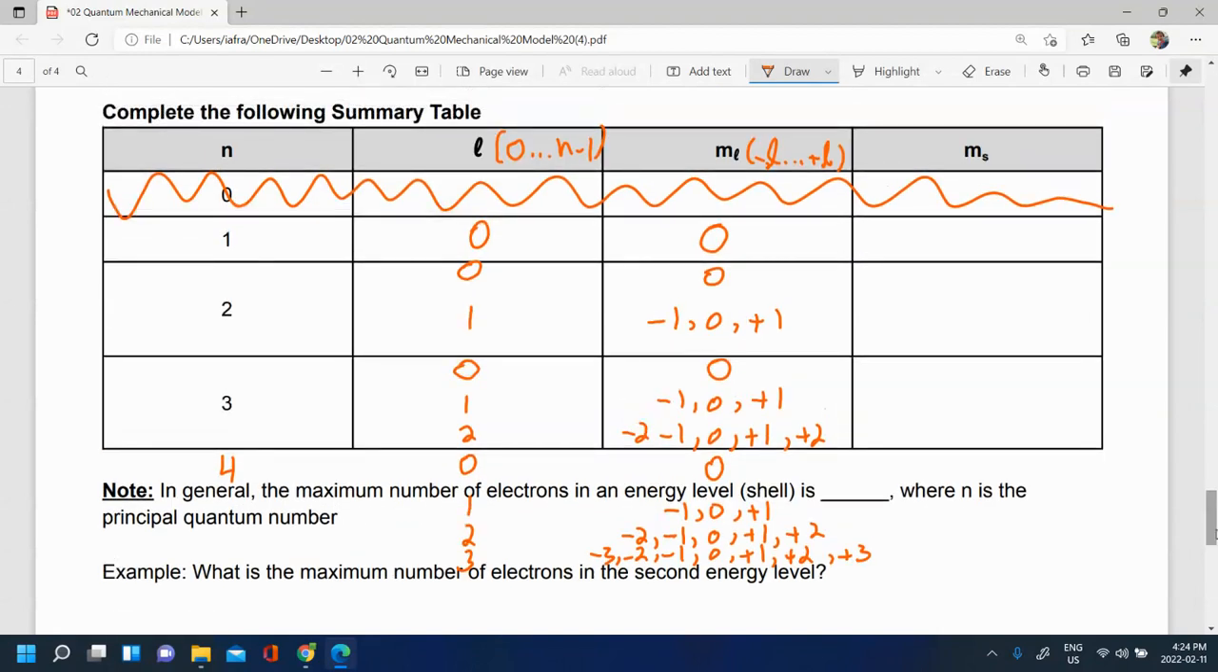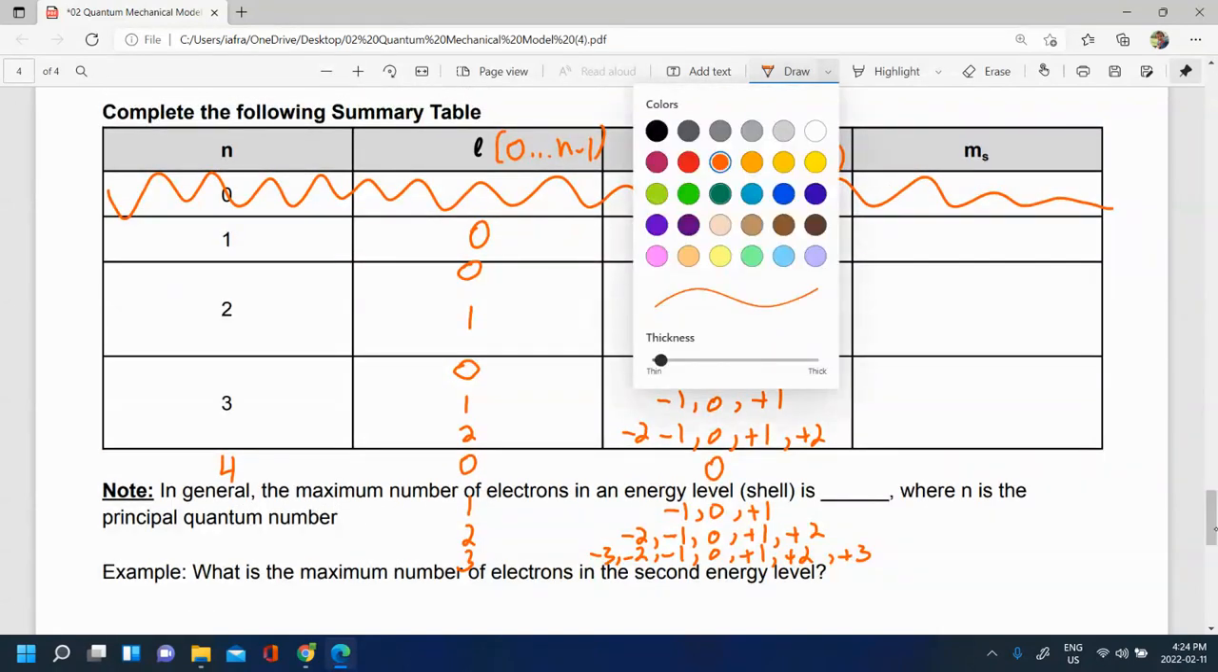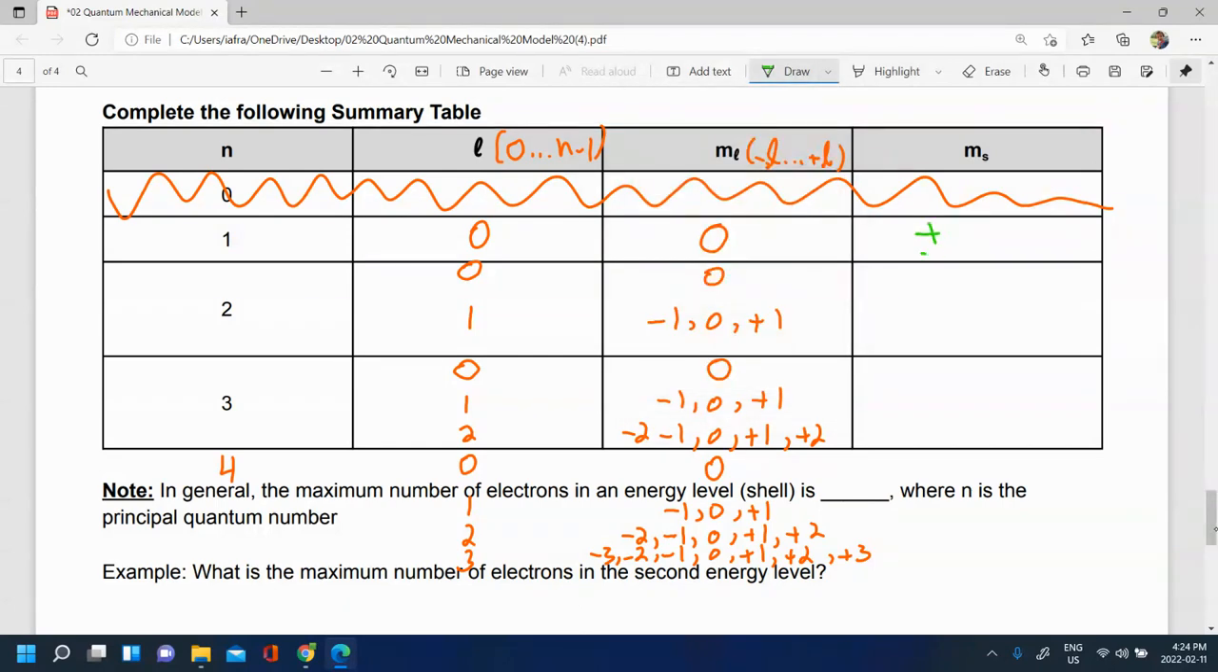I'd like to save the easiest for last here because we're out of space almost. For ms, it doesn't really matter where you are. The only ms values you can have are plus or minus half in all situations.